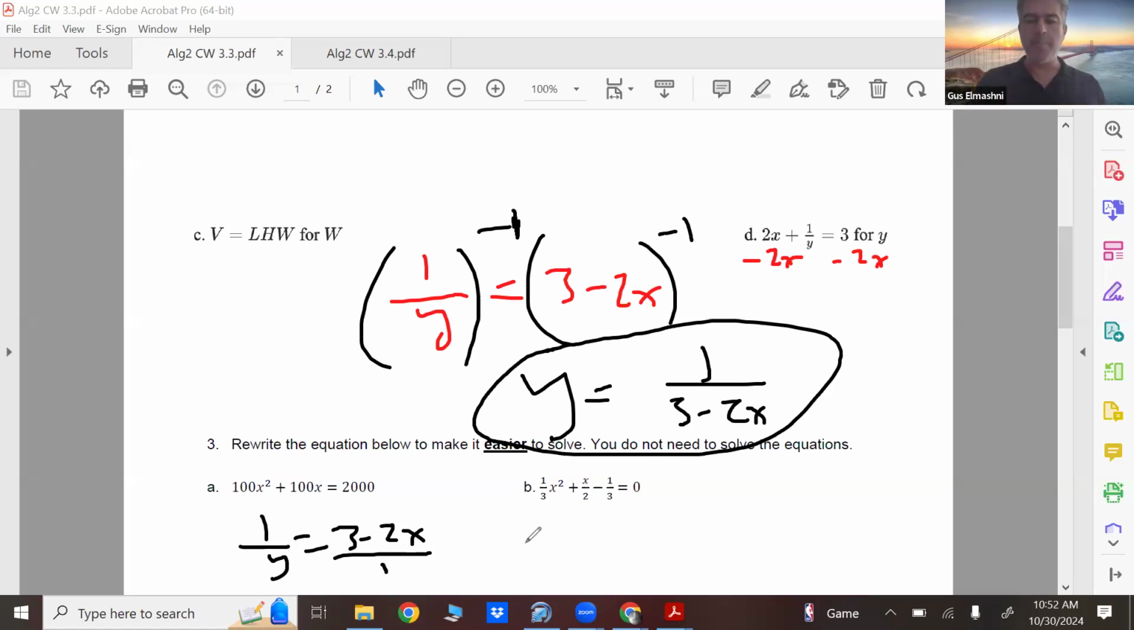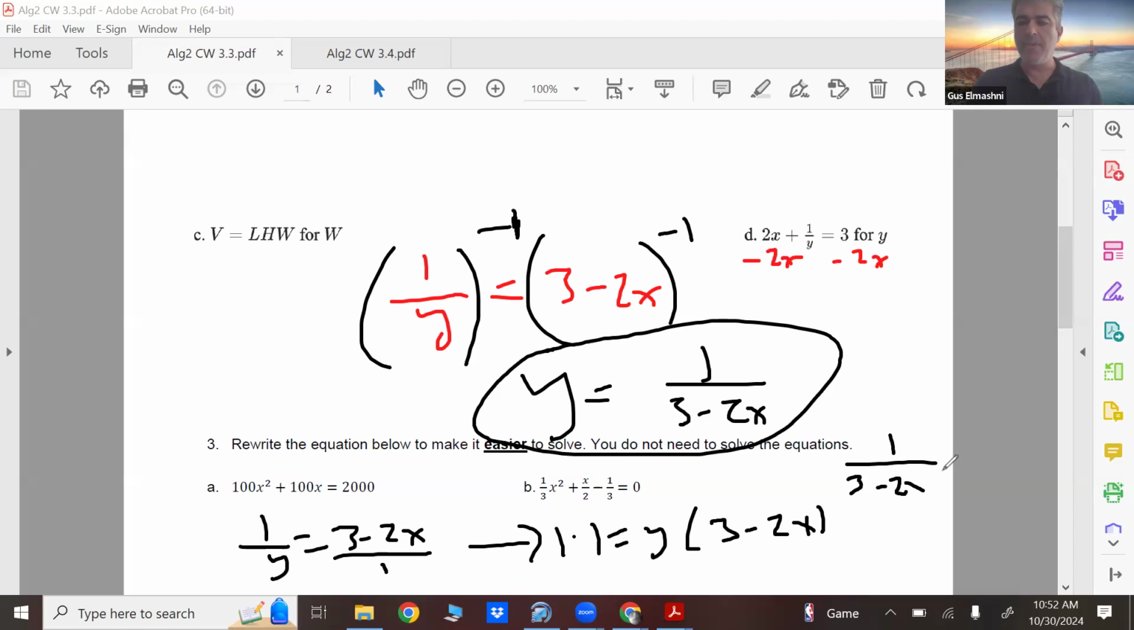Now, what if I cross multiply? I have 1 times 1 equals y times 3 minus 2x. Now, I can move the 3 minus 2x to the other side by dividing by it, and I still get the same thing, because 1 times 1 is 1, obviously. Divide by 3 minus 2x, you still get the same thing.